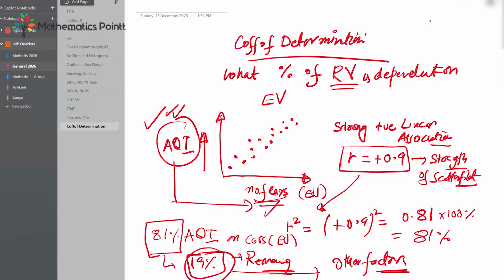So is this clear? So my coefficient of determination eventually helps me to determine what percentage of RV, the response variable, is dependent on the EV.